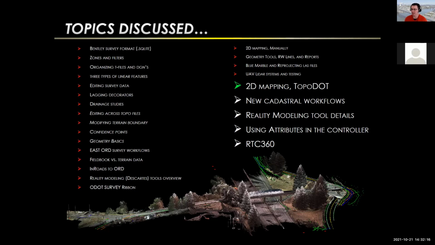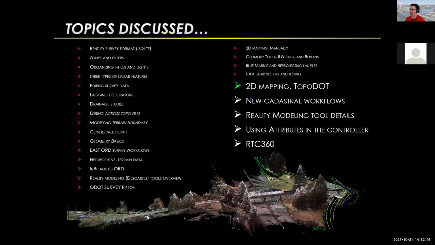And today we're going to talk about 2D mapping in TopoDOT. It's really a continuation of a topic that I intended to get to before I left to go on vacation and before Kevin did his webinars on the right-of-way side of things. And then I've got 4 more topics on there that will take us to the end of the year. So we've got the new cadastral workflows in ORD setup, and Kevin's going to do a webinar on that.